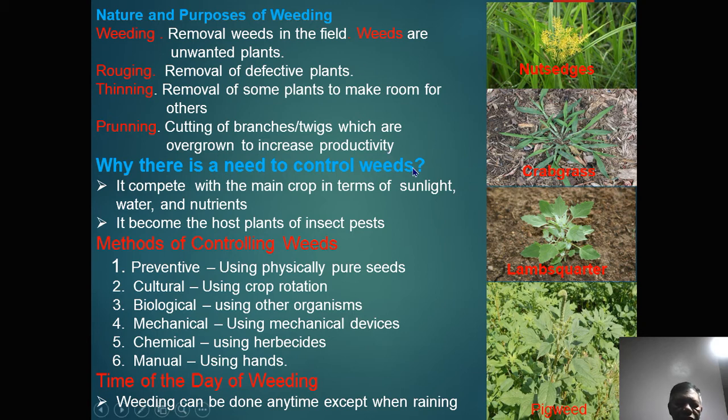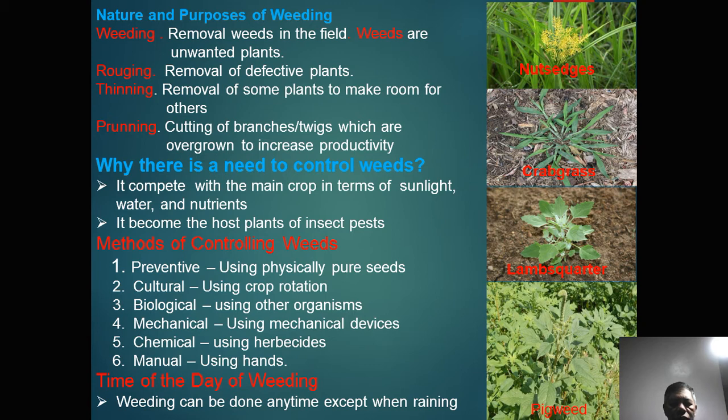Let's proceed now. So these are the different terms associated to weeding. Let us proceed now to the reason why we need to control weeds. I identified here two reasons. Number one, it competes with the main crop in terms of sunlight, water, and nutrients. Very true.